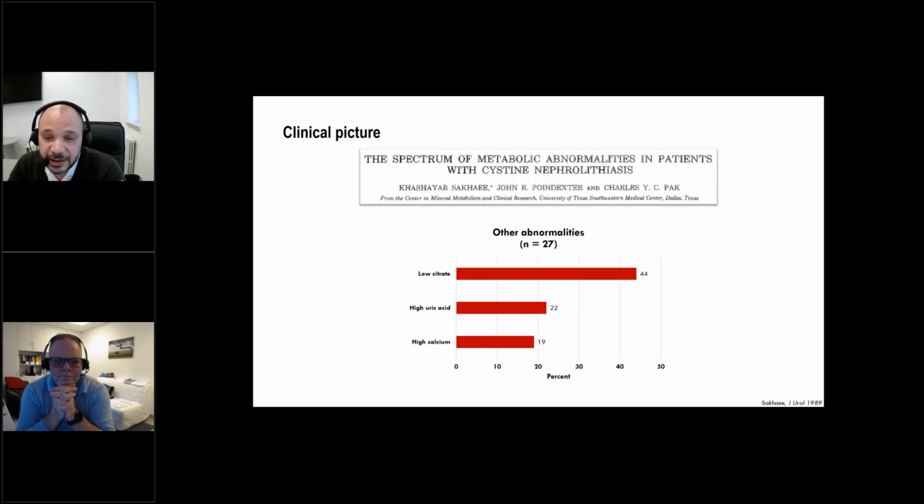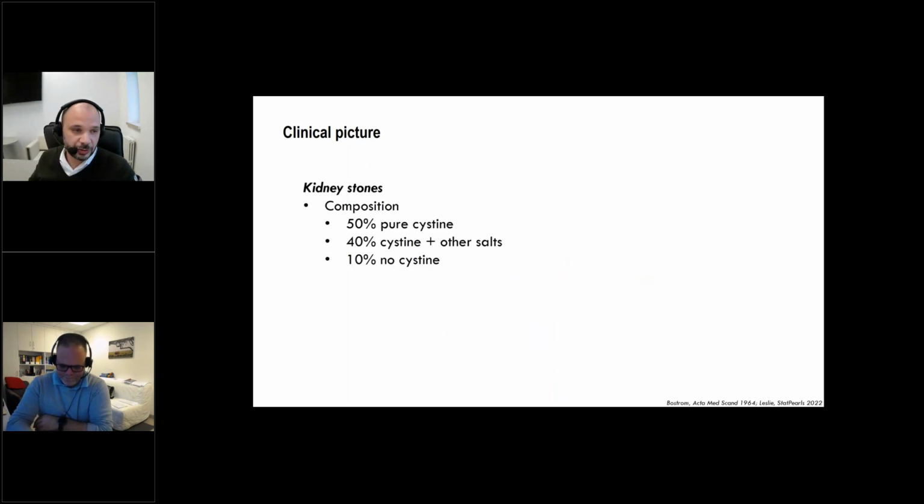And the reason why cystinuric patients form stones of other chemical nature is linked to the concept that I mentioned earlier of heterogeneous nucleation and of the role of other lithogenic salts in urine. This is another work by the group of Professor Pak showing that the proportion of cystinuric patients with other abnormalities is relatively high. 44% of them have hypocitraturia, 22% high urinary uric acid, 20% high calcium, which makes these patients at risk of forming calcium oxalate stones, calcium phosphate stones, uric acid stones. And this might form the basis for heterogeneous nucleation.